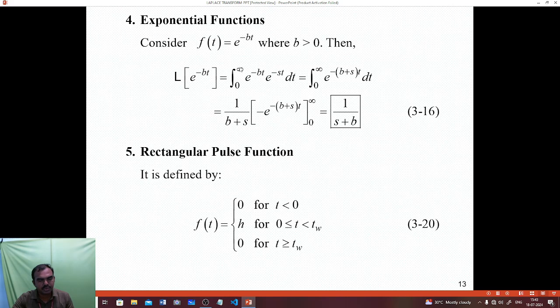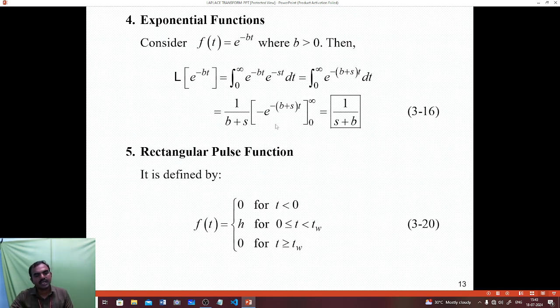So the Laplace transform of the exponential function e power minus pt equals 1 by s plus p. Suppose we consider p equal to 2. Then L of e power minus 2t is 1 by s plus 2. Suppose p is 3, then L of e power minus 3t equals 1 by s plus 3.